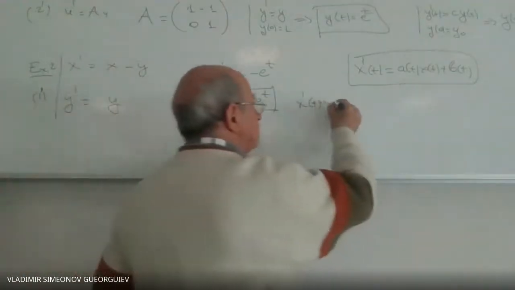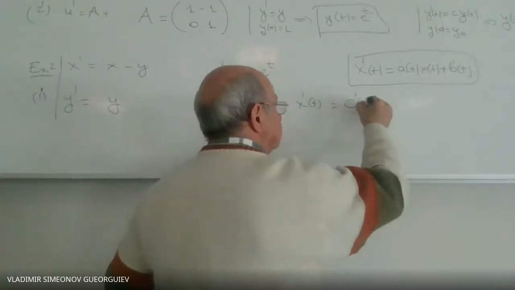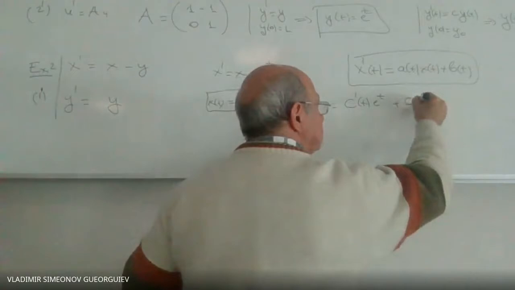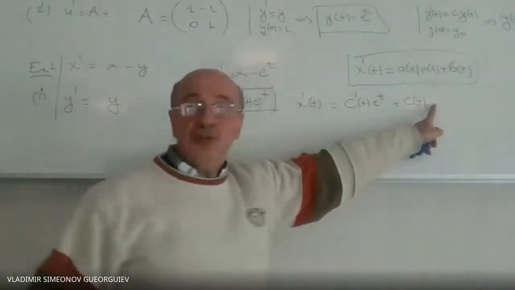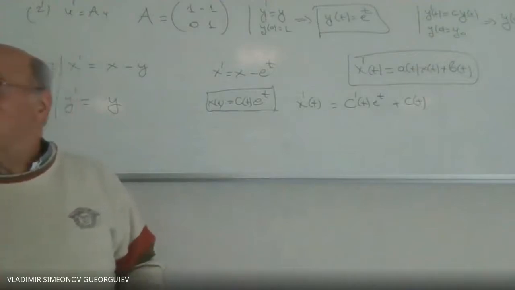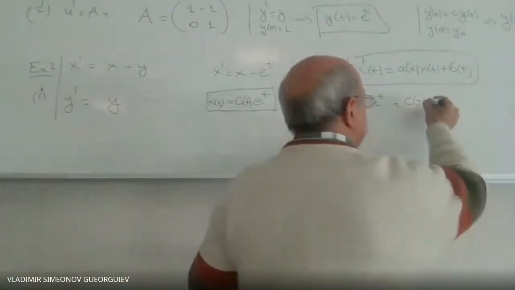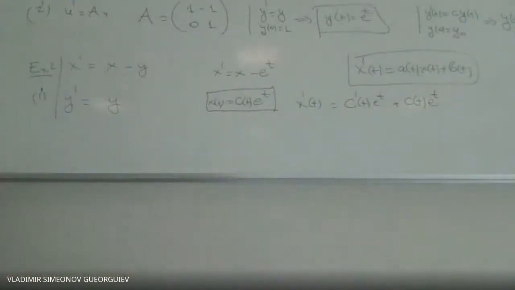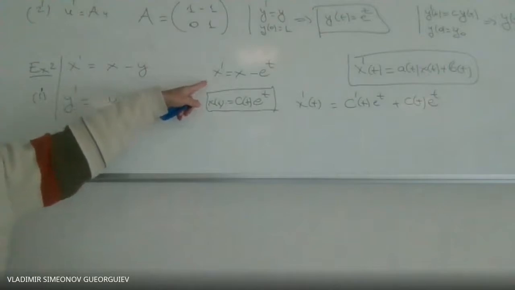Therefore, we have c prime of t, a to the power t, plus c(t) is left, and we have to take the derivative of a to the power t. A to the power t has the same derivative, a to the power t. Perfect, we are ready. So, let us take now x prime and x, and substitute in our equation.